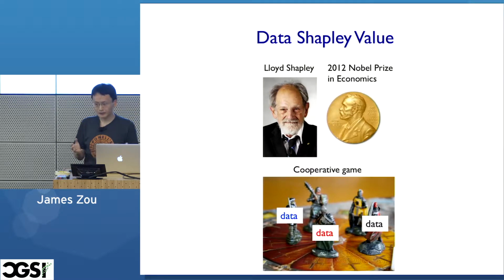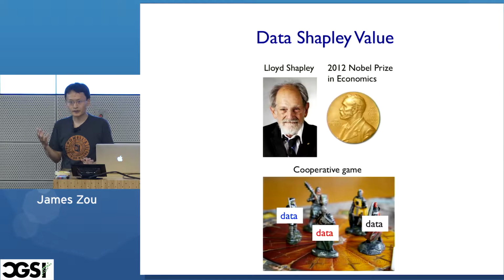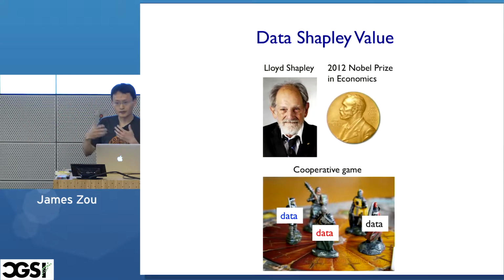So in our setting, instead of each of us working together, imagine now you bring your own data set. So it's the data that works together to train my machine learning model. The bonus I get in the end is the performance my model achieves. I would like to split that performance among each of my data points. That's what we call this extension, the data Shapley value.